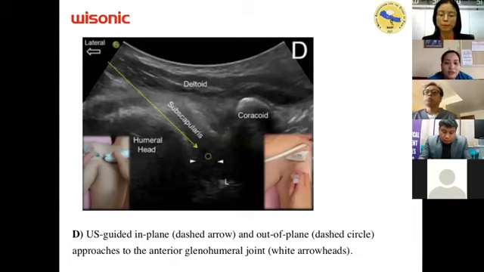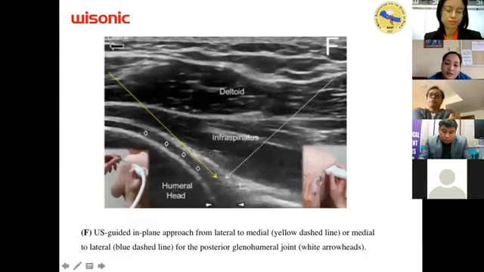So now, just to show you how we can inject into the anterior glenohumeral joint, we have to ask our patient to externally rotate their arm as much as possible. That's when this maneuver brings the subscapularis muscle out from the coracoid complex. So this is where the anterior glenohumeral joint lies. I prefer injecting in an in-plane technique from lateral to medial. You can also do an out-of-plane technique and inject into the anterior approach of the glenohumeral joint.